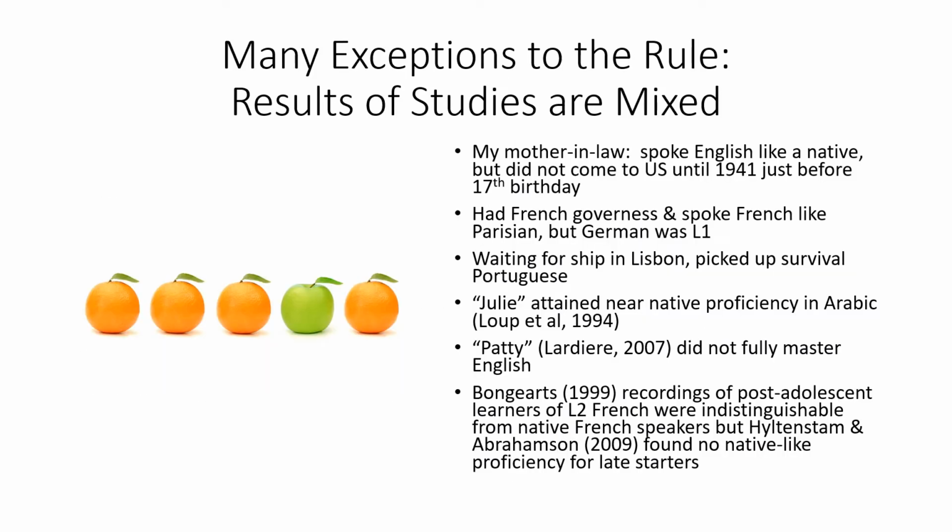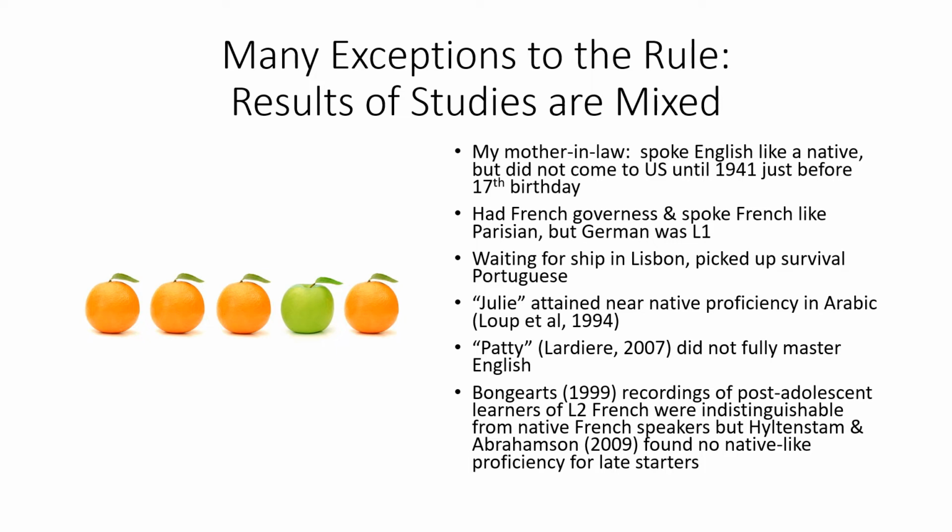We also know that there are just tons and tons of exceptions to the rule when it comes to adults who can reach native-like fluency. My mother-in-law, Aleha HaShalom, is a great example of this. She spoke English like a native speaker. It sounded to me like she had grown up in the Bronx. Her accent was pure American New York. But she didn't come to the U.S. until 1941, just before her 17th birthday. And she came speaking no English.